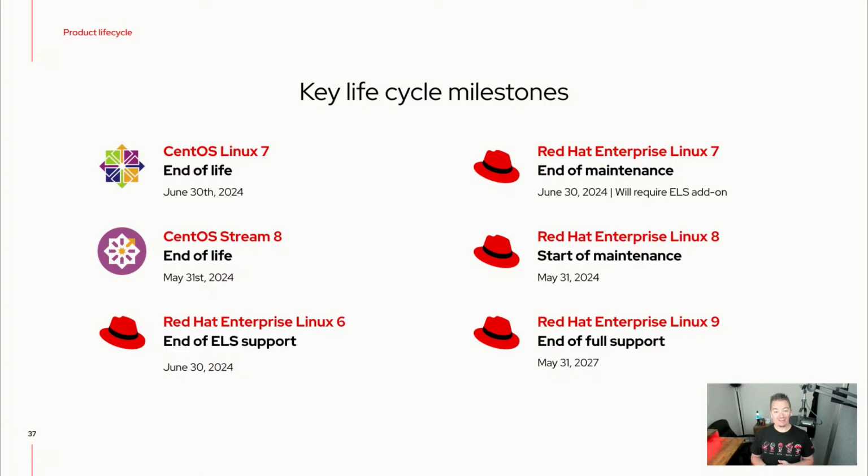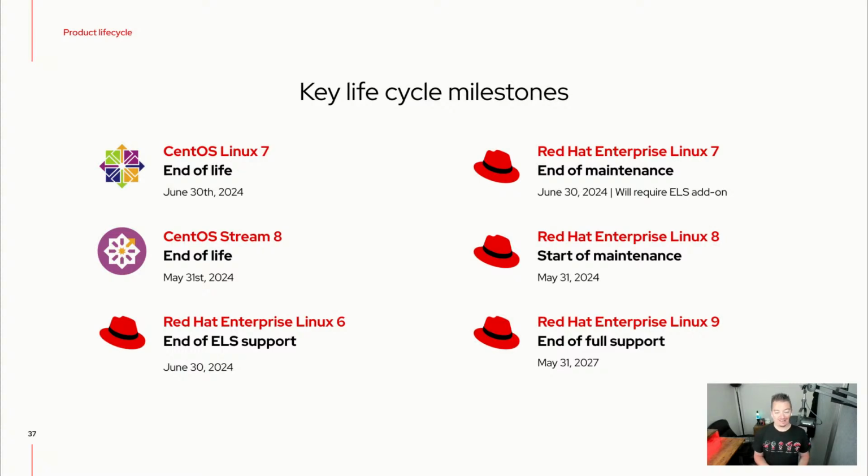So probably the biggest date you need to know about is June 30th, with the end of life of CentOS Linux 7. That is the end of CentOS Linux itself. But instead, we're dependent upon CentOS Stream, and we'll talk about that here in a couple of slides. CentOS Stream 8, which was the first major version of Stream, will actually go end of build on May 31st.